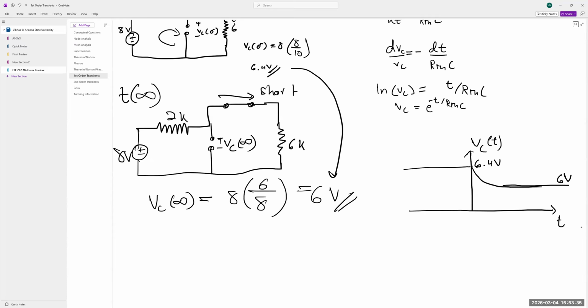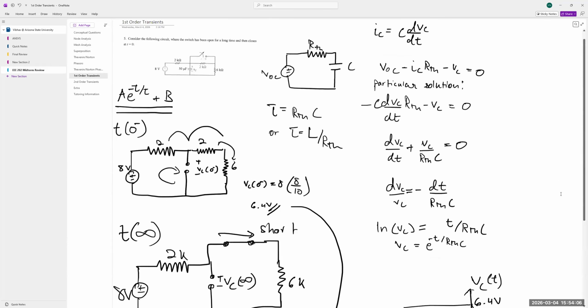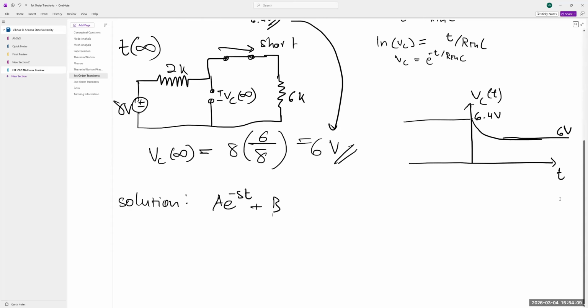How do we find the solution of a first order differential equation? The solution of a first order differential equation is always of the form a e to the power minus st, where s is your natural frequency. We need to find what s is, right? Plus b, which is a constant. And now let's try to apply some of these initial conditions to find out what a and b are, okay?